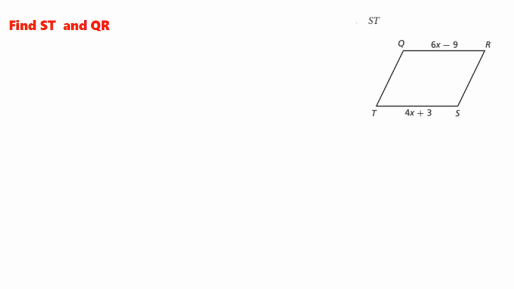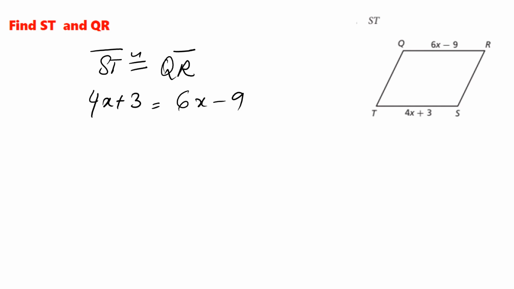Next question, find ST and QR the same way. What you know is that ST is congruent to QR. What is ST? That is 4x plus 3. And what is QR? 6x minus 9. Bring the 6x to the other side, gives you negative 6x. Bring the 3 to the other side, gives you negative 3.